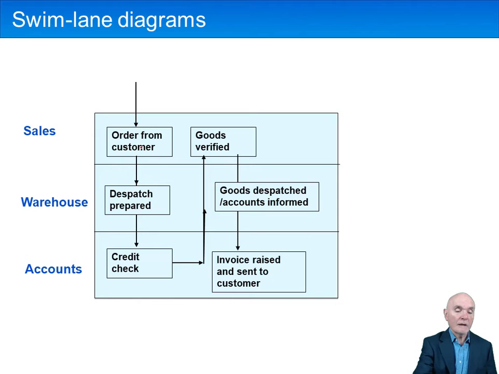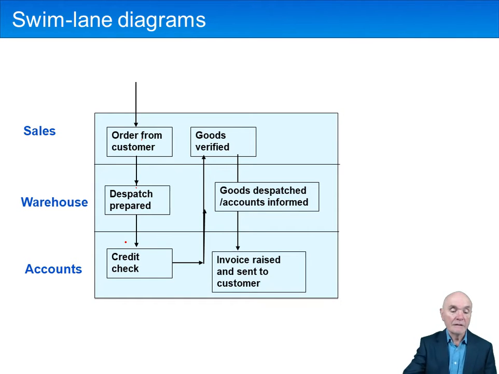we get an order from a customer. This is going to be addressed to the sales department. What then happens is the sales department sends this order to the warehouse, who make up a box with the goods in it. And then it all goes to the accounts department, whether that's the box or whether it's just the order, whether it's both, we're not sure.